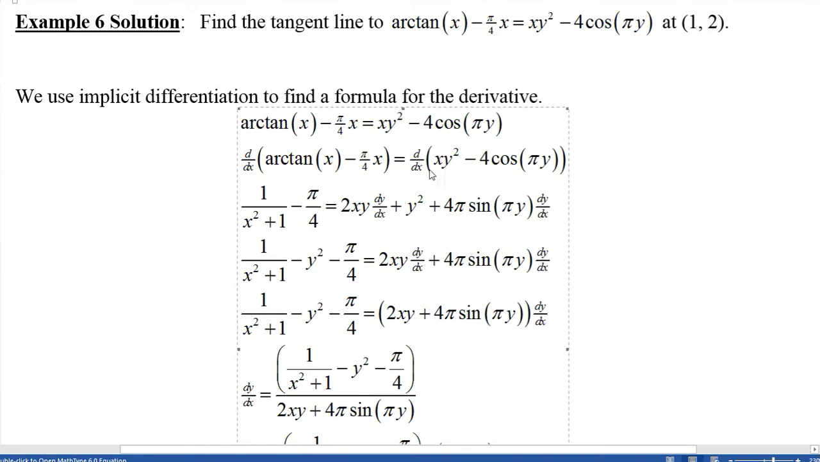Here we use the product rule. First is x times the derivative of the second, which is 2y. So I'll write that as 2xy times the derivative of y. Plus the second, y squared times the derivative of the x. The derivative of the x is just 1.